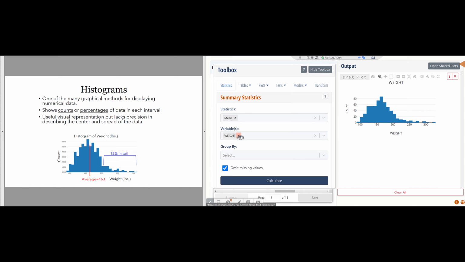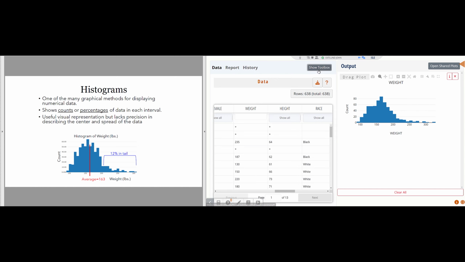we can select weight as the variable that we want to get this mean for. There are some missing values. I want to show you those. Let me hide the toolbox. Notice that in the weight column, there are some stars that appear. These are individuals involved in the study where either they declined to give their weight or the person interacting with the customer forgot to ask for the weight.